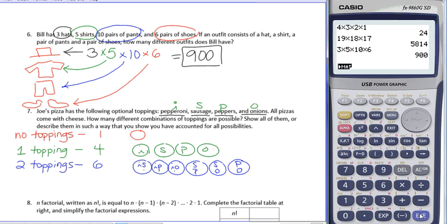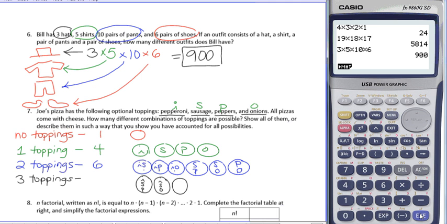All right, what if I'm going to make a 3-topping pizza? Okay, so if I'm going to make a 3-topping pizza, I could start out and I could do my pepperoni, I could do my sausage, and I could do my peppers. Or I could do my pepperoni, and I could do my sausage, and I could do onions instead.